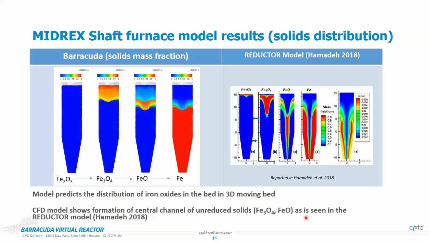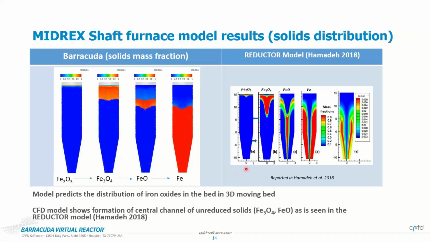All right, and so I want to share some results from our investigations here. We have a comparison of the solids mass fraction for a plane, the ZY plane here. We compare it with a two-dimensional model in literature reported in the Hamade paper, and we do see some similarities.